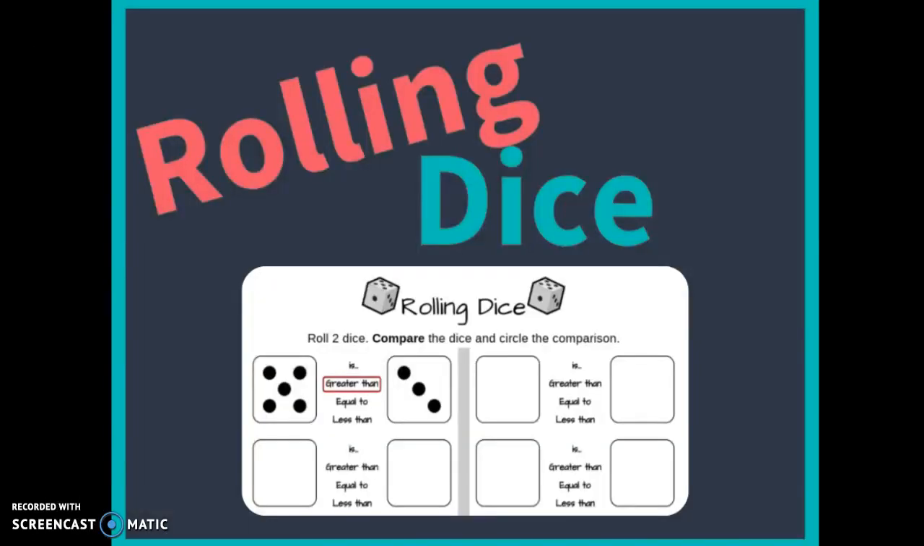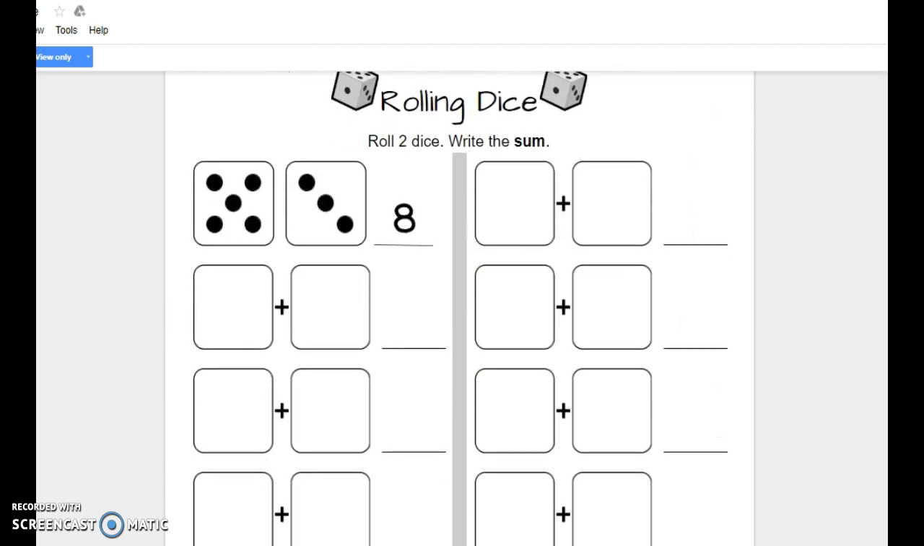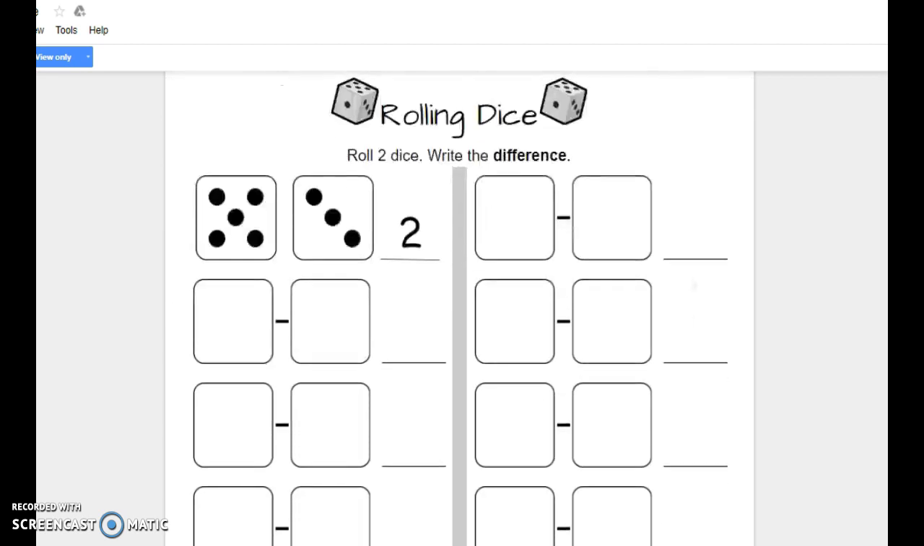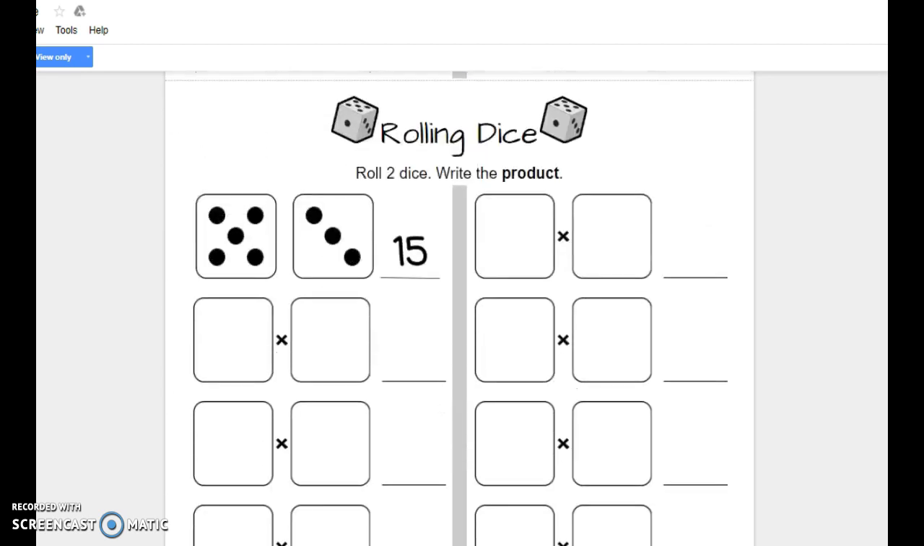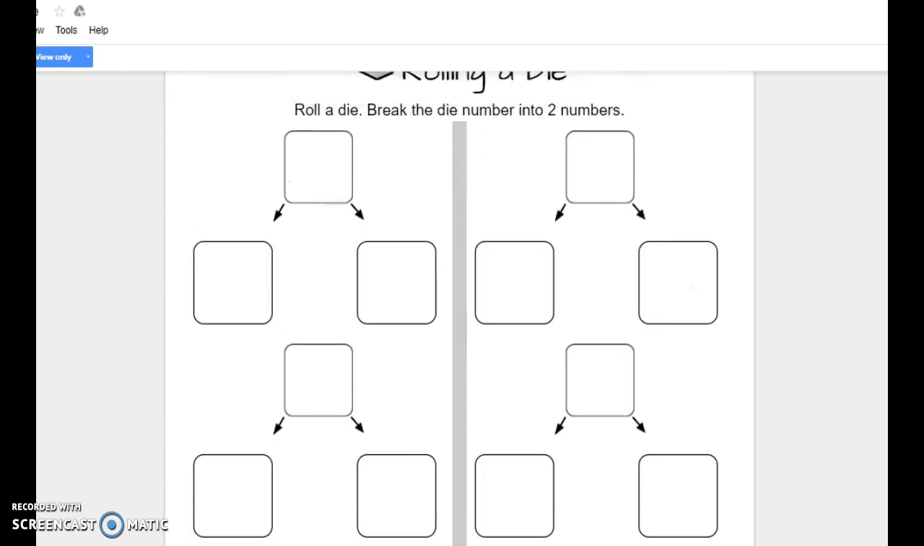Rolling dice. Dice are a fantastic tool to have in your classroom. They're easy, the kids love to play with them, and there are so many different uses for them. So here we have an example. Students can simply roll the dice and just write what the number is. They could find the sum, they could find the difference, they could find the product, they could compare the numbers.